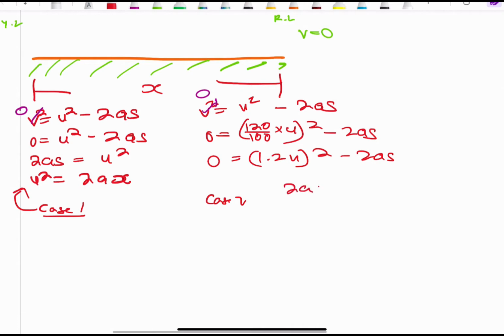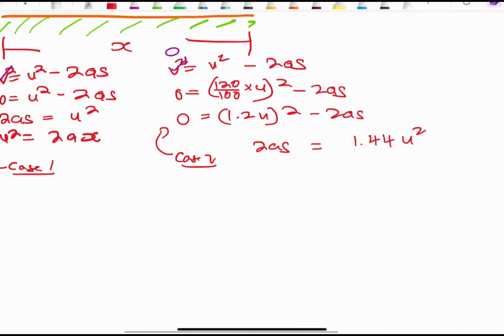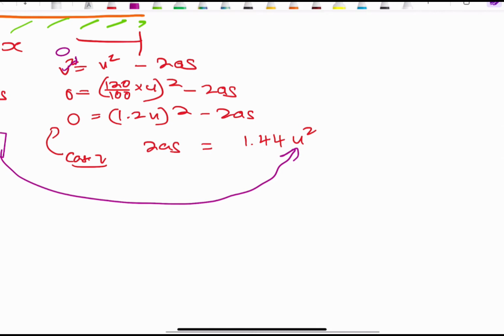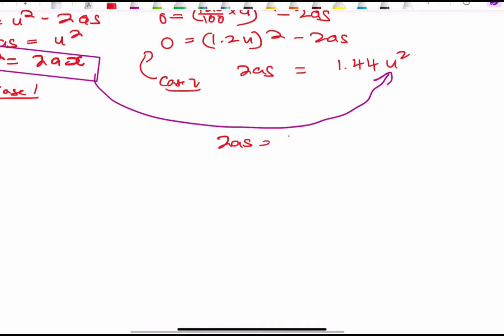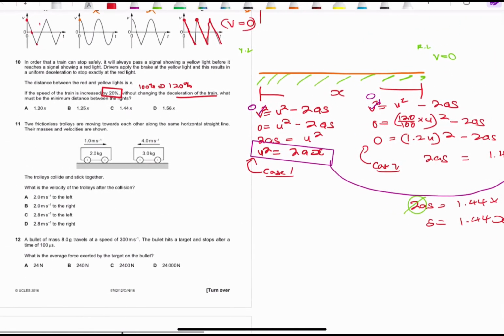So in that case, 2as is going to be 1.44 u squared. But guys, we've already said that u squared is 2ax from the first relationship. So it's just a matter of taking this value and substituting it over there. I hope you're following. So 2as would therefore be 1.44 multiplied by 2ax. If I divide both sides by 2a, the 2a over here and 2a over there cancel out. I'll be left with s being 1.44 multiplied by x.